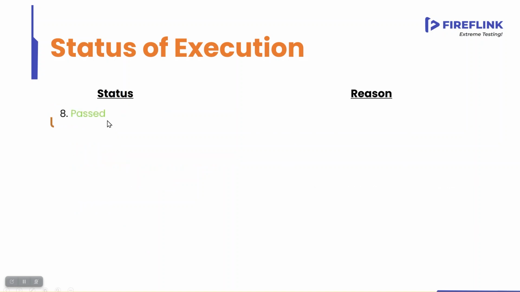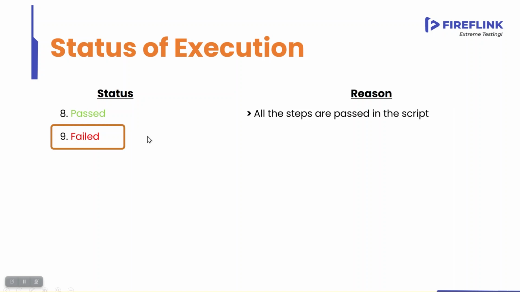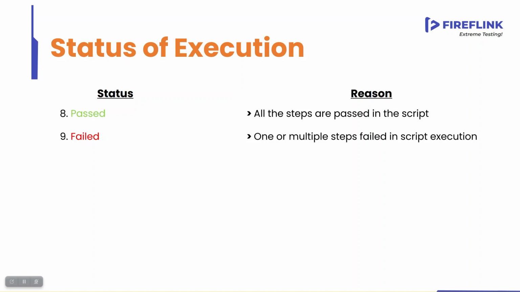When all the steps of your script are passed, then you will get this passed status. Say for example you have 20 steps in the particular script, all 20 steps are passed, then you will get passed status. Now next one is failed status. So when I say failed status, even one step getting failed in your automation script is going to give you the failed status. At least one step is failed in your execution. In that case, your execution result status will be failed.